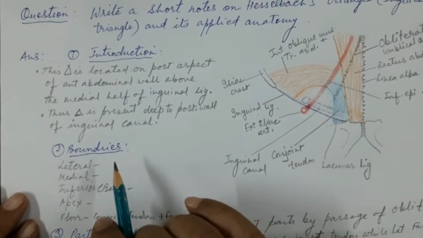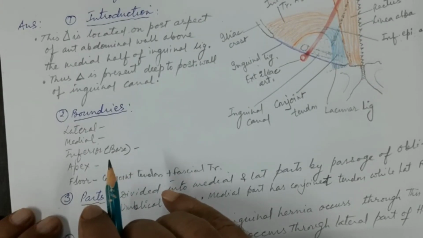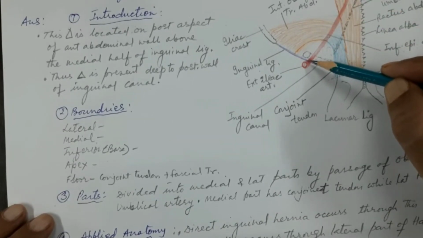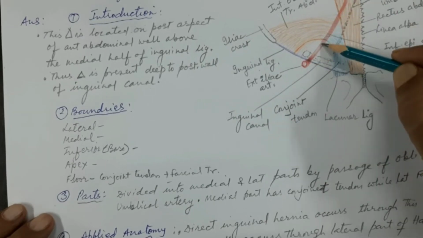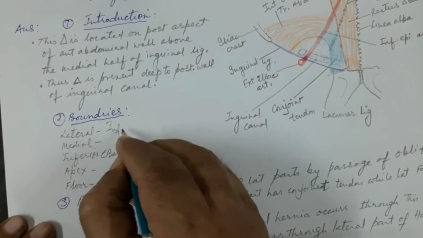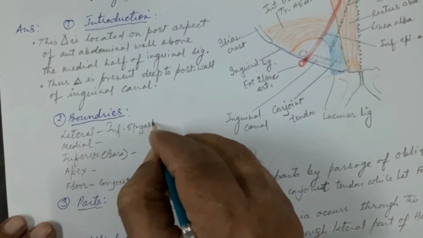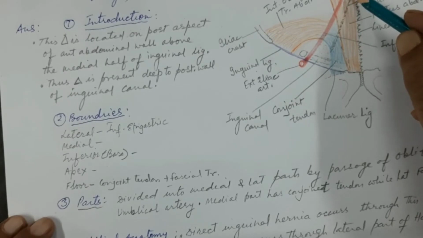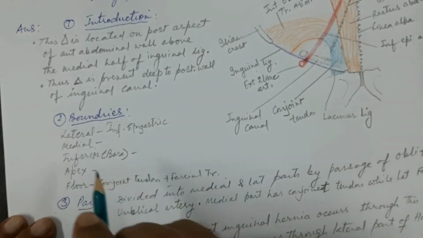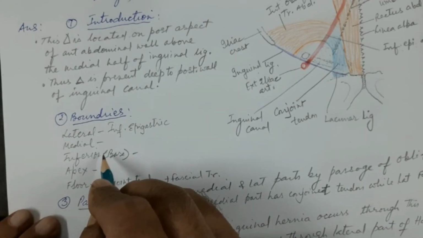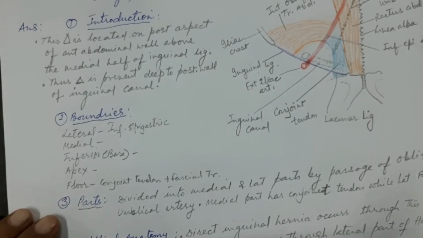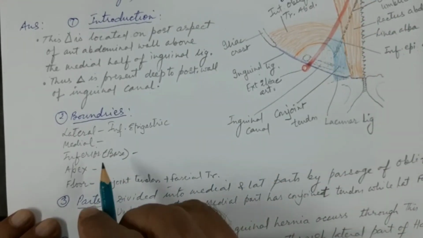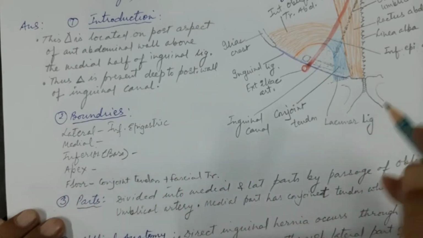Now let us see the boundaries of this triangle. On the lateral aspect, it is bounded by the inferior epigastric artery, which I said takes origin from the external iliac artery, right? So this is that inferior epigastric artery, which forms the lateral boundary of the triangle, going towards the umbilicus. So this is the lateral wall. Let us see the medial wall. The medial boundary of the Hesselbach or inguinal triangle is formed by the lateral border of the rectus abdominis muscle.